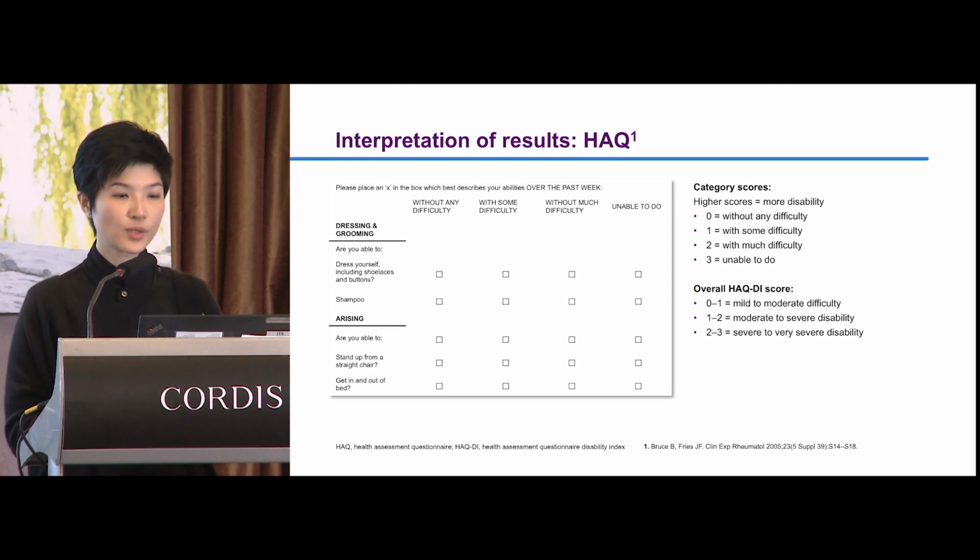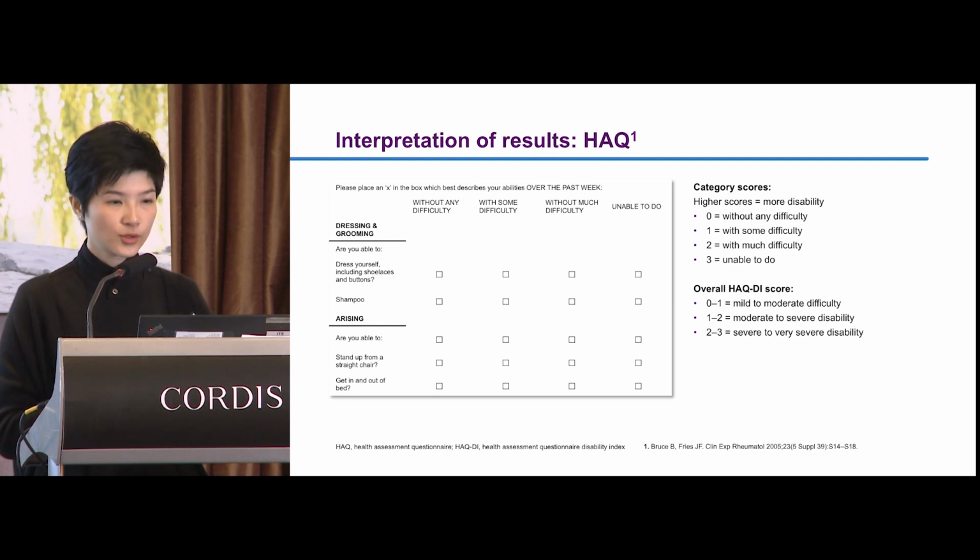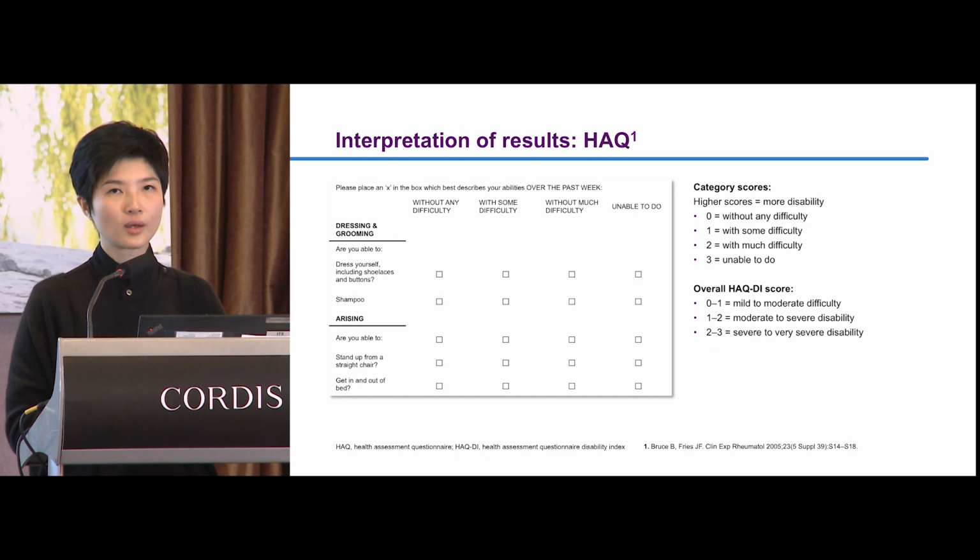For the category scores, the higher the score, the more disabled the patient is. The score is like this: 0 represents without any difficulty, 1 with some difficulty, 2 with much difficulty, and 3 unable to do. But for the use of a device, aid, or physical assistance, a score of 0 or 1 will increase to 2. If the patient's score is already 3, then it remains unchanged.